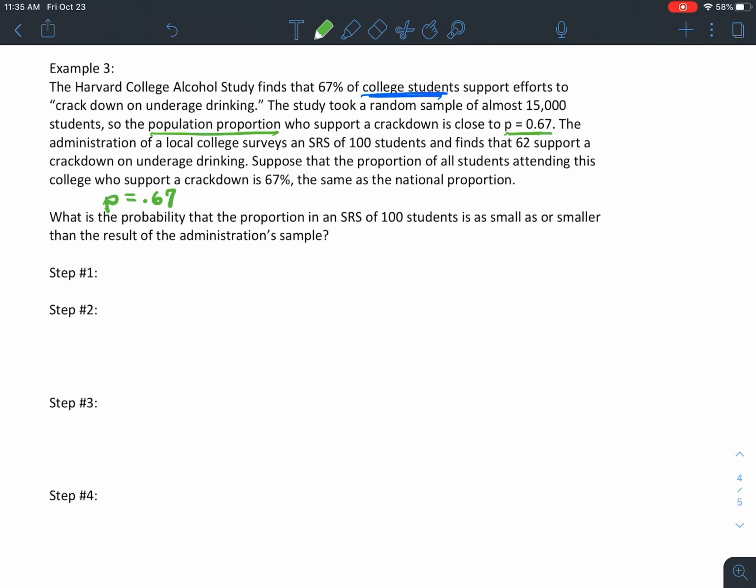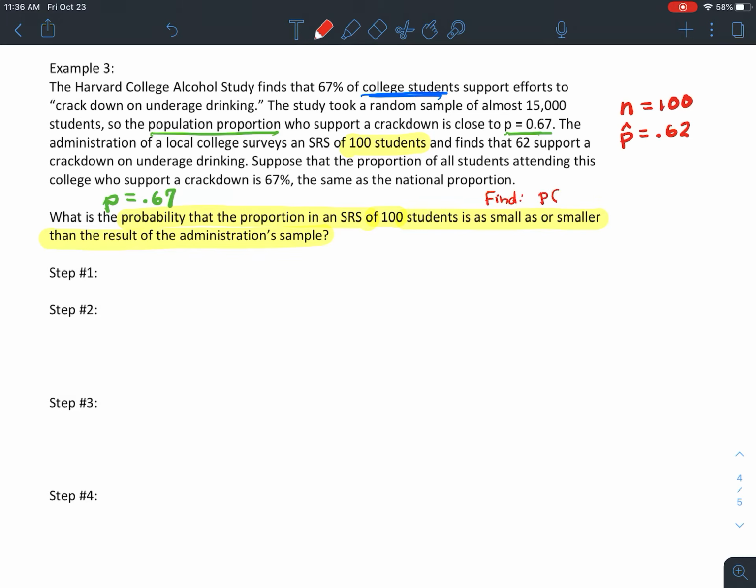It says the administration of a local college surveys a simple random sample of 100 students. I'm going to write this off to the side, that is the sample size. It finds that 62% support a crackdown on underage drinking. 62% is the p-hat of that sample that the local college gave. Suppose that the proportion of all students attending this college who support a crackdown is actually 67%, the same as the national proportion. The question is, what is the probability that the proportion in a simple random sample of 100 students is as small or smaller than the result of the administration's sample?